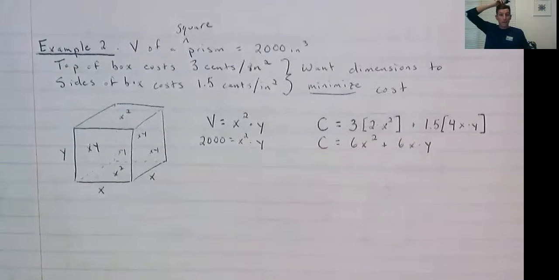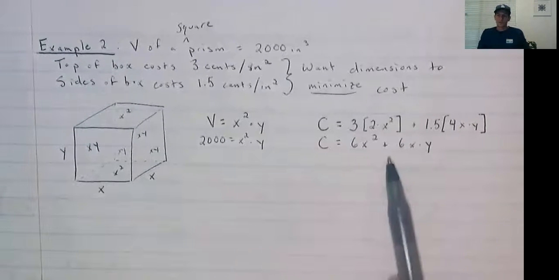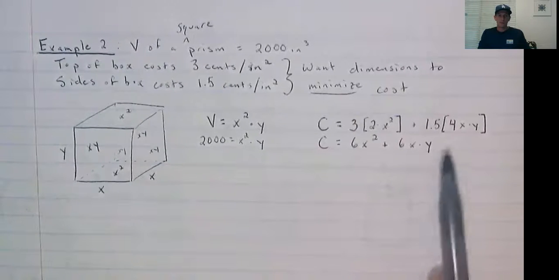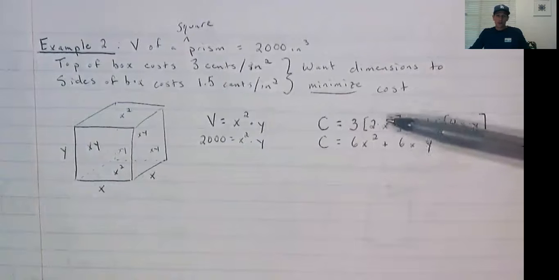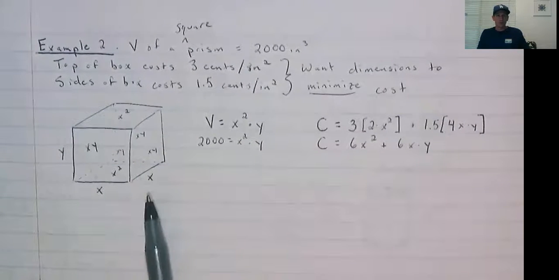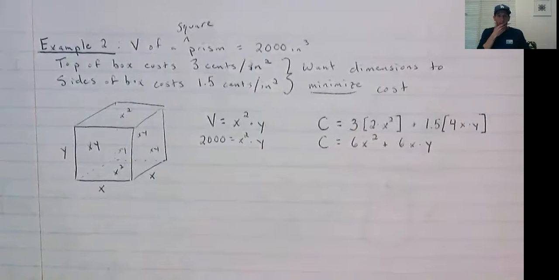Okay, but that's not a function yet because it's dependent upon 2 things. So we need to somehow sub out one of these things. For my money, it's going to be easier to sub out the y. And so what we're going to be finding is the cost in terms of the x dimension, but then we can use that to find the y dimension. So it shouldn't be too big of a problem.